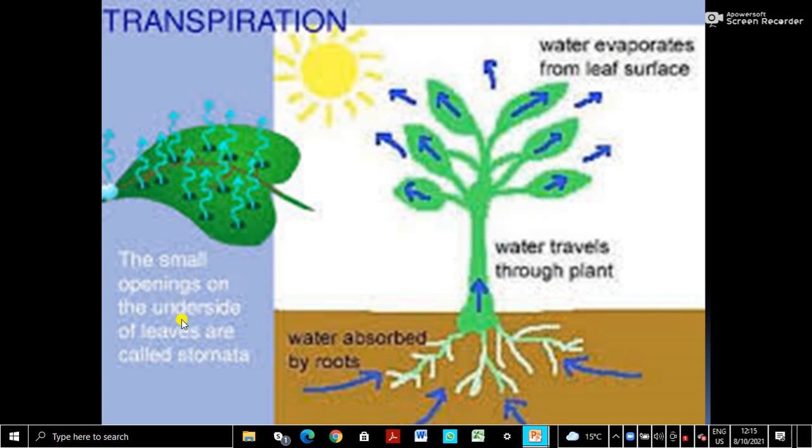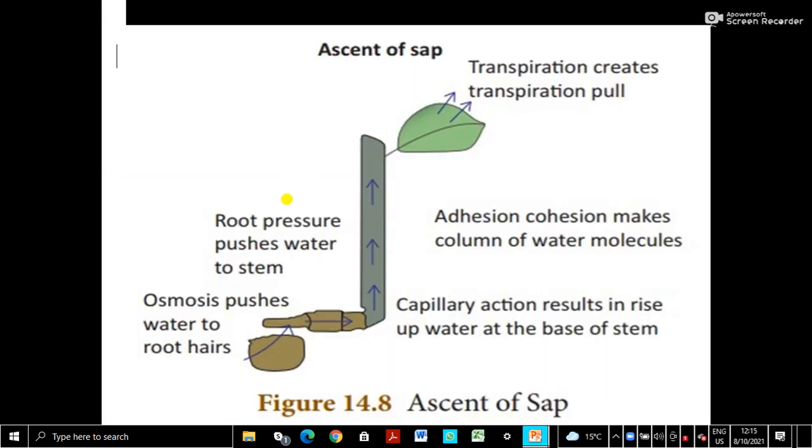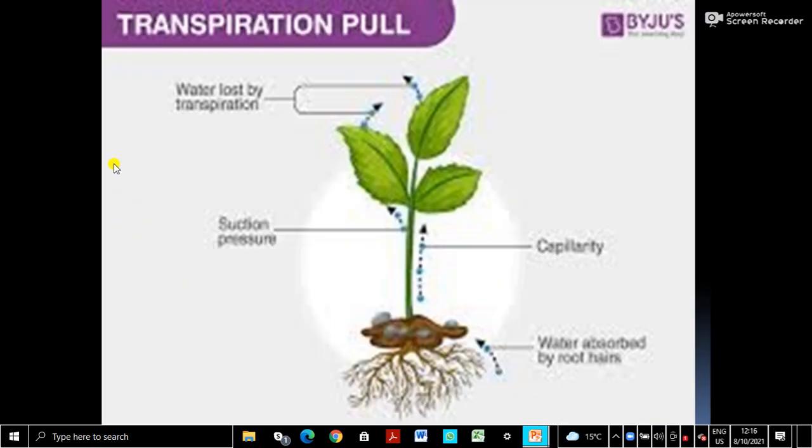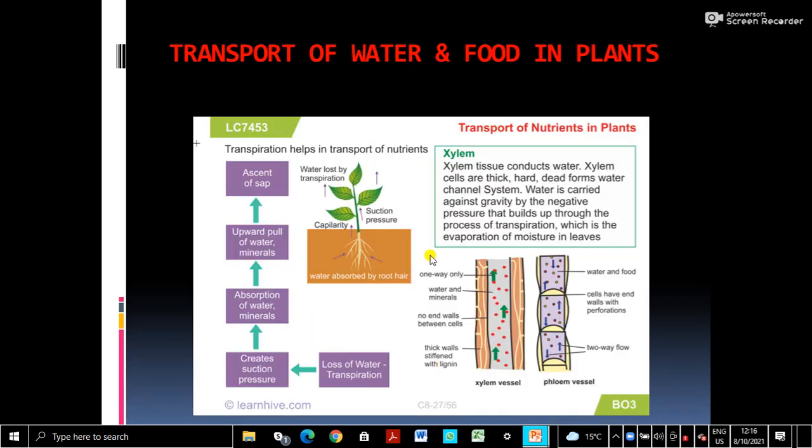The small openings on the underside of the leaves are called stomata. Stomata diagram I have already taught you. Then comes transpiration pull. The same thing: water is lost by transpiration, and it creates a suction pressure or a negative pressure which keeps the water continuously absorbed by the roots. Then the summary of it.